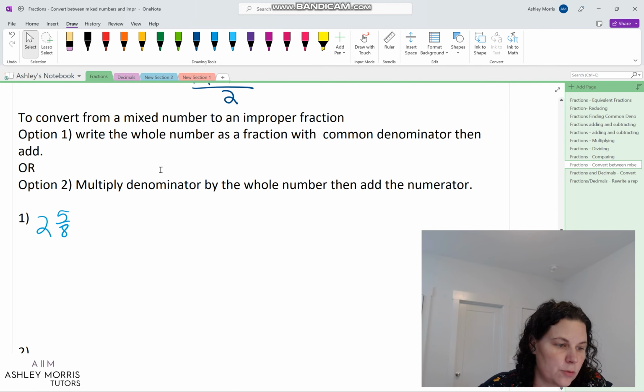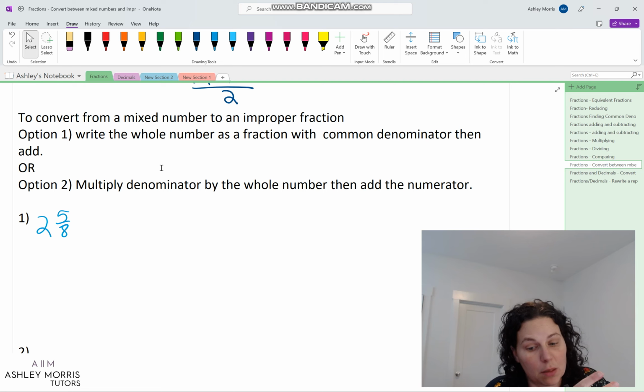And now let's go from, so first we did improper to mixed. Now we're going to go the other way. And this is important because a lot of times when you're multiplying and dividing, you're going to need this because it'll be a mixed number. So you cannot have mixed numbers when you're multiplying and dividing fractions.